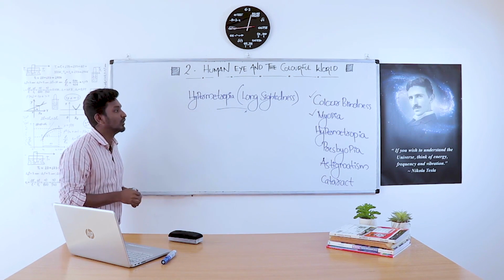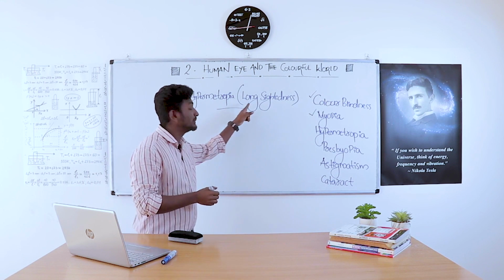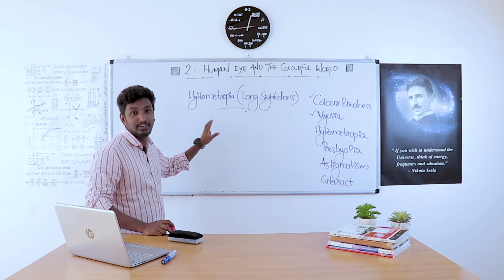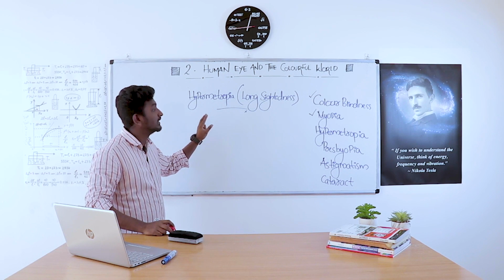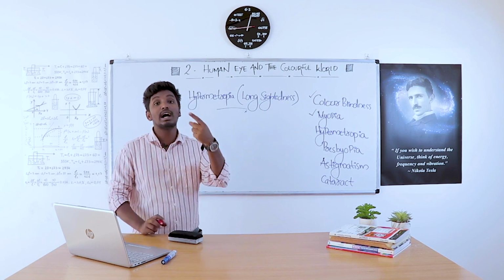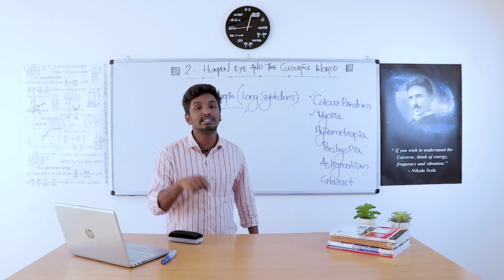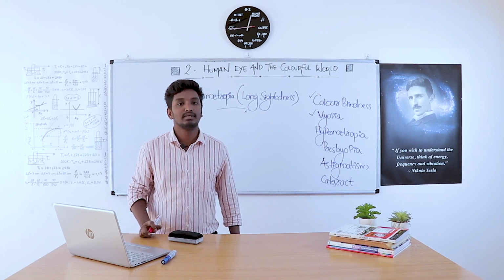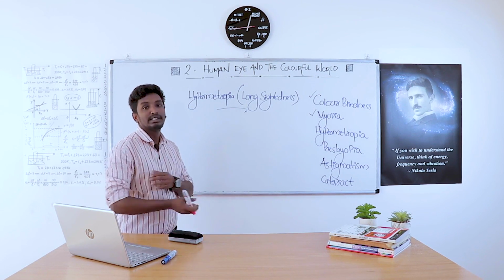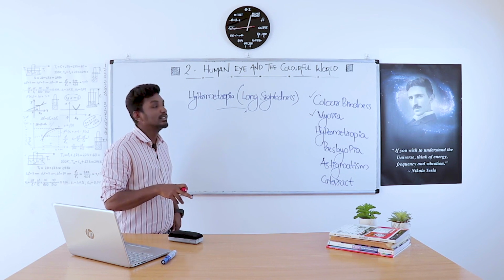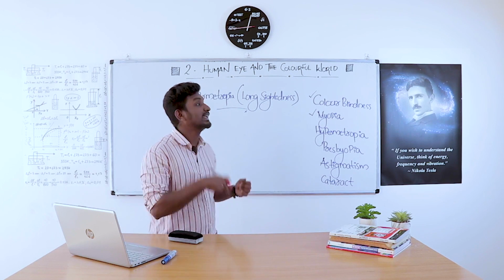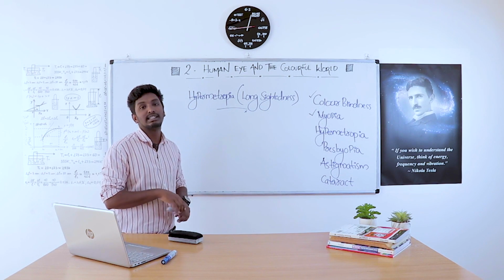Hypermetropia or long-sightedness. From the name itself, it is clear that hypermetropia is a defect due to which a person can see far objects clearly but cannot see nearby objects clearly. So what is hypermetropia? Hypermetropia is a defect due to which a person can see far objects clearly but cannot see nearby objects clearly.